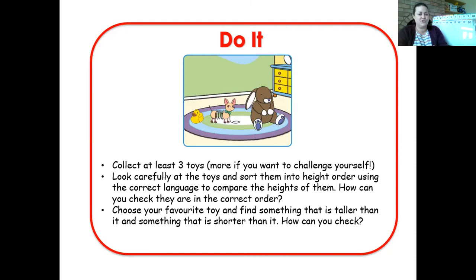And then once you've ordered them, I want you to think about your favourite toy. Okay, and I want you to find your favourite toy, and then find something that is taller than your favourite toy, and then find something that is shorter than your favourite toy. And there's a question there. It says, how can you check? So how would you be able to know for sure that those other things were taller or shorter than your favourite toy? What would you need to do? Give you a bit of a clue. Okay, so there's a big clue there.